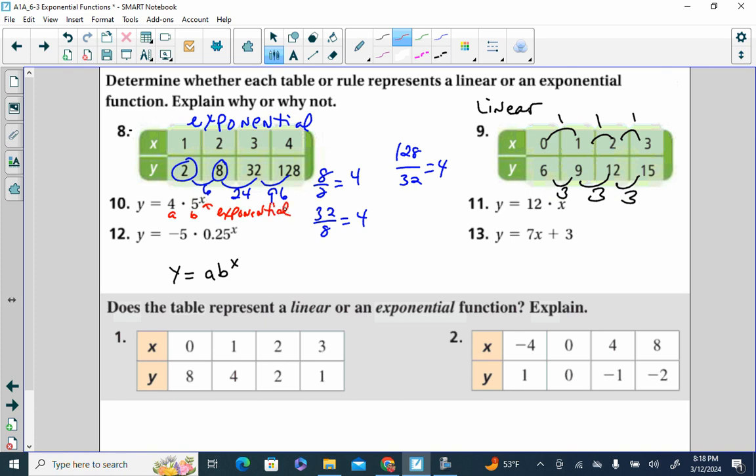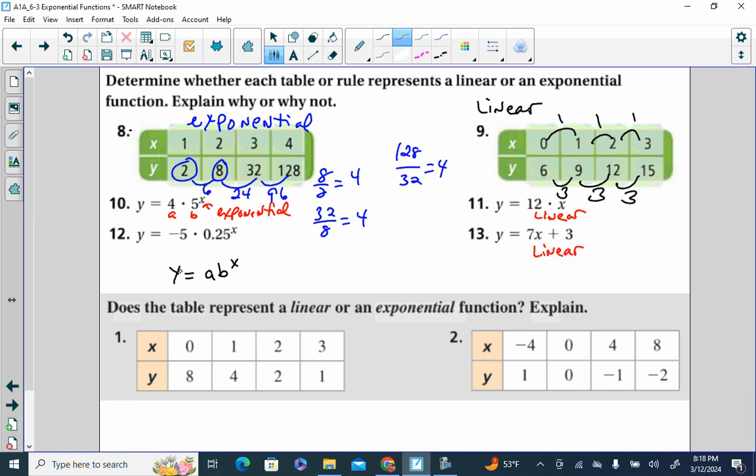Problem 10. Right, we look at problem 11. We know that this is linear, right? Y is equal to 12x. We know that that's y equals mx plus b. So we know that this is linear. And while we're at it, we could say the same for 13. Y equals mx plus b. We know that that's linear.